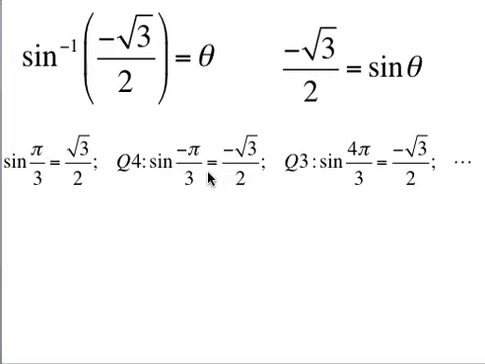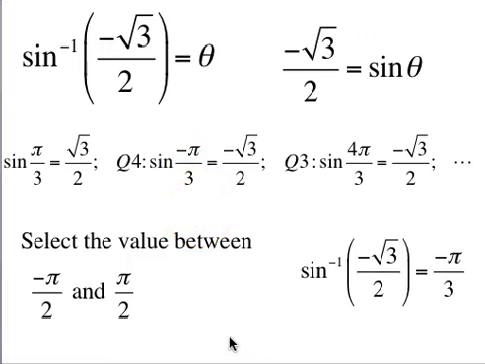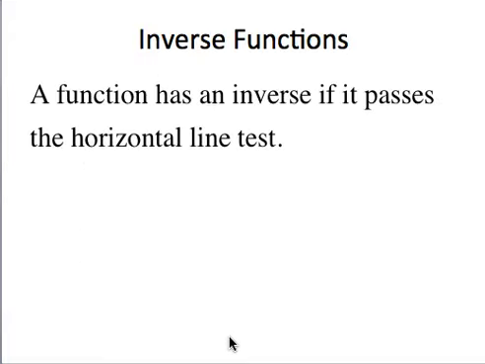That would also work. But I'm required to choose one in the range. So I have to select a value between negative pi over 2 and pi over 2. So this quadrant 4, or thought of better as the negative quadrant, will give me my answer. What we're looking for here is negative pi over 3. So the arcsine of negative root 3 over 2 is negative pi over 3. I need a fourth quadrant answer, thought of as a negative value. Negative pi over 3 is my result.